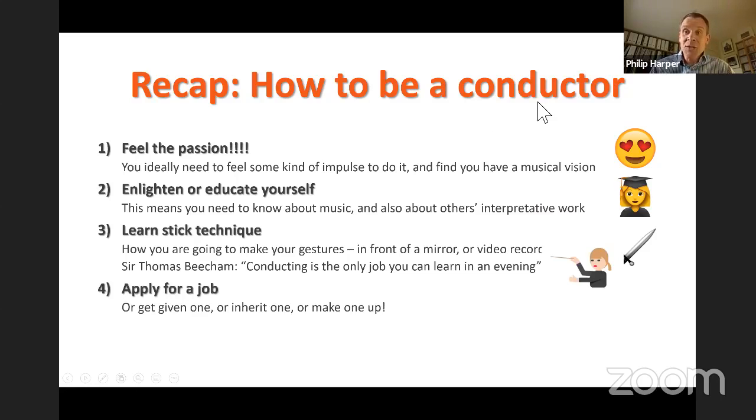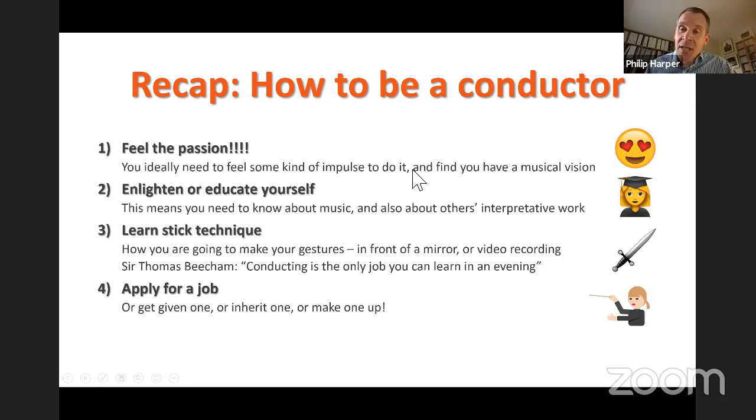And finally, and this is where I left it last time, I said the last thing you want to be doing is applying for a job. In other words, to actually take your theoretical skills and experience and knowledge as a conductor and actually bring it to life, put yourself in front of a real group of people and start learning the hard way. So that was as far as we got in the last webinar.